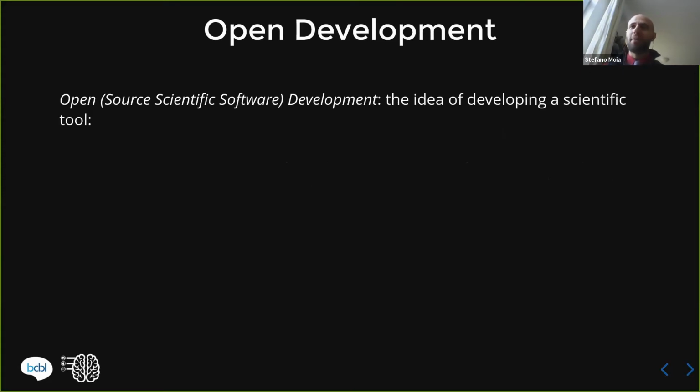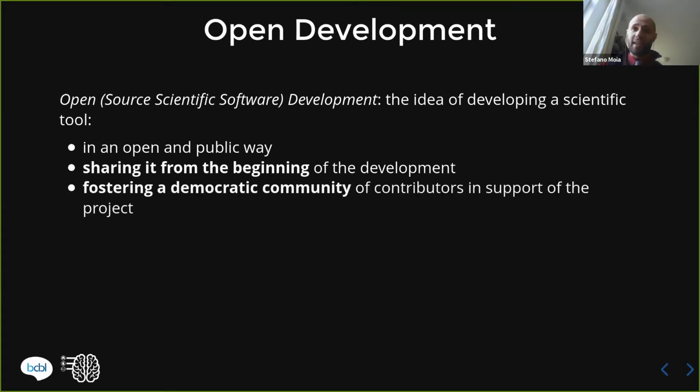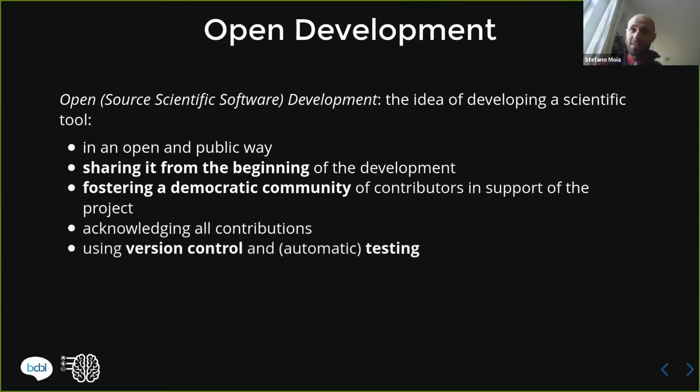Very briefly, just to be on the same page. What do I mean when I talk about open development? When I talk about open development, I mean the idea of developing a scientific tool in an open and public way, sharing it from the beginning of the development, fostering a democratic community of contributors in support of the project, acknowledging all the contributions and the contributors, and using version control and automatic testing. If you're familiar with open source software development, some of these items are familiar to you.